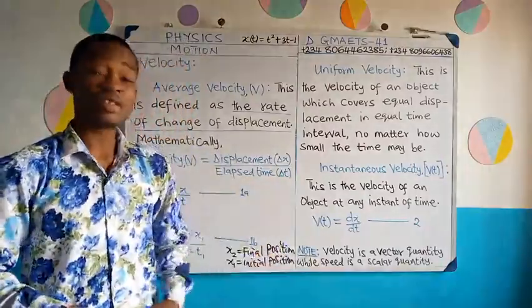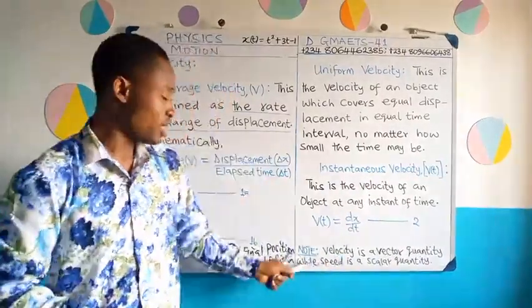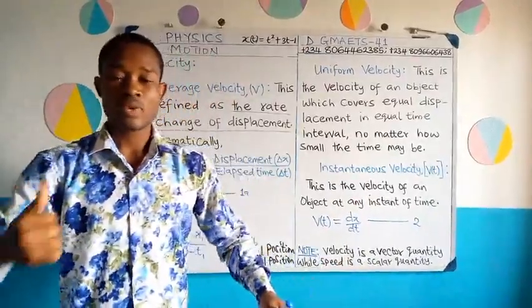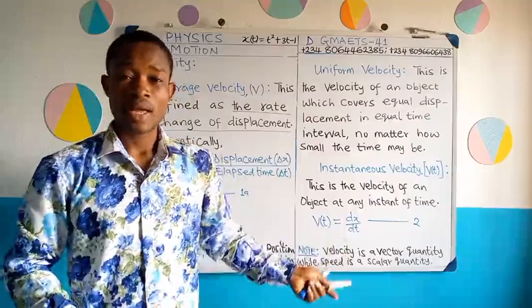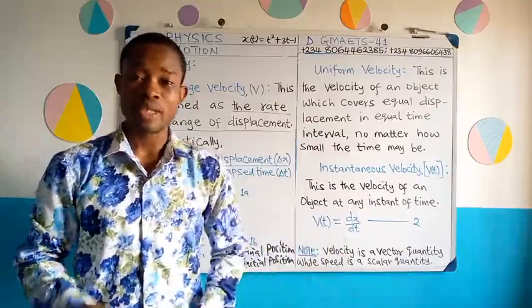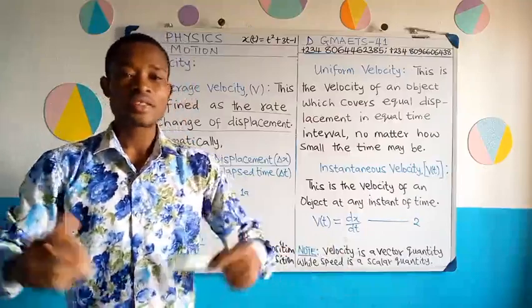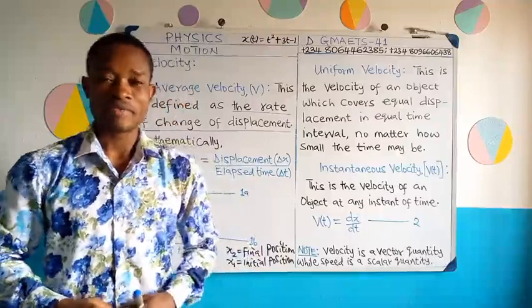Take note of this, velocity is a vector quantity, just like displacement is a vector quantity. And speed is a scalar quantity because it's gotten from distance, and we know that distance is a scalar quantity. But both of them have the same unit, meter per second. Let us take questions and then solve on what I've just explained here about velocity.